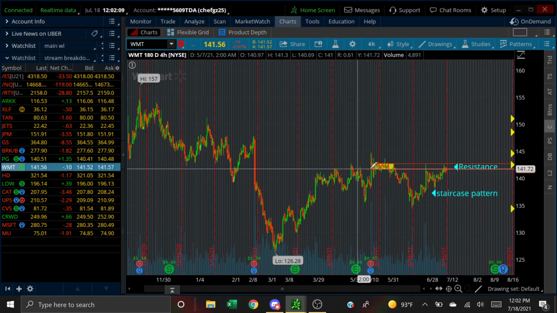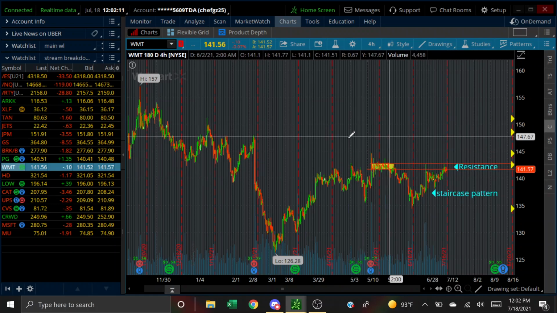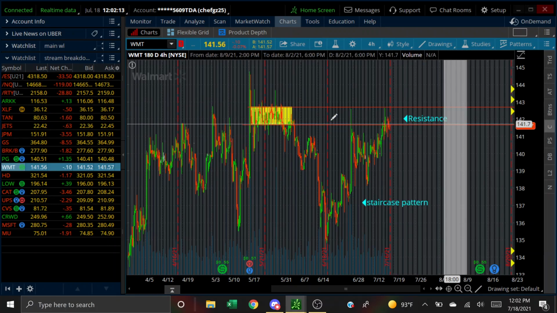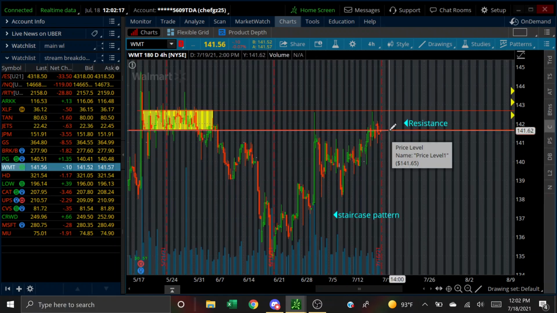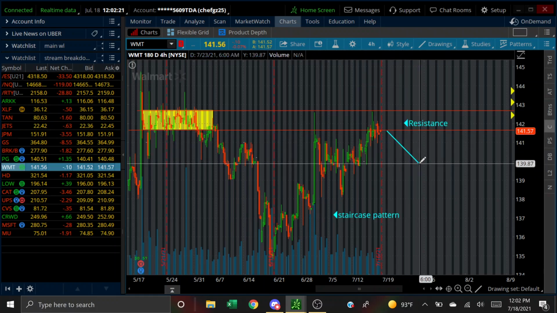PG had tons of resistance, and then finally it ended up breaking out. So Walmart has potential to do that, right? So keep track on Walmart. Otherwise, at this 141.50, we're coming back down. It's very simple.